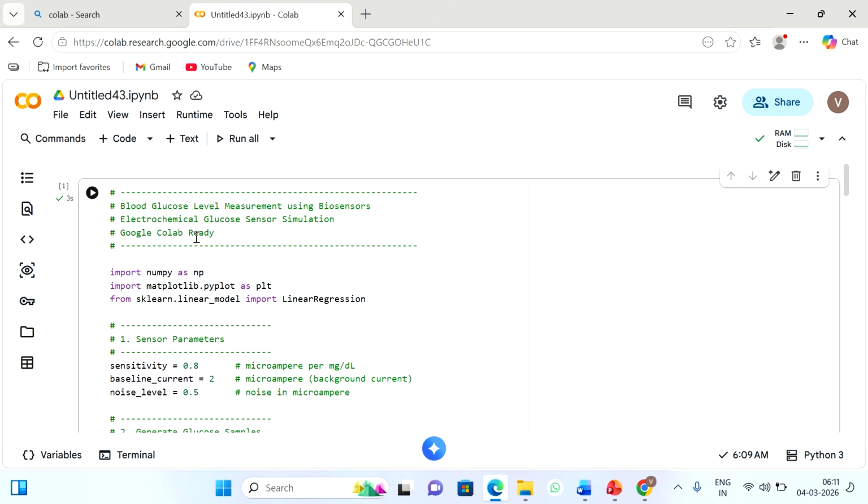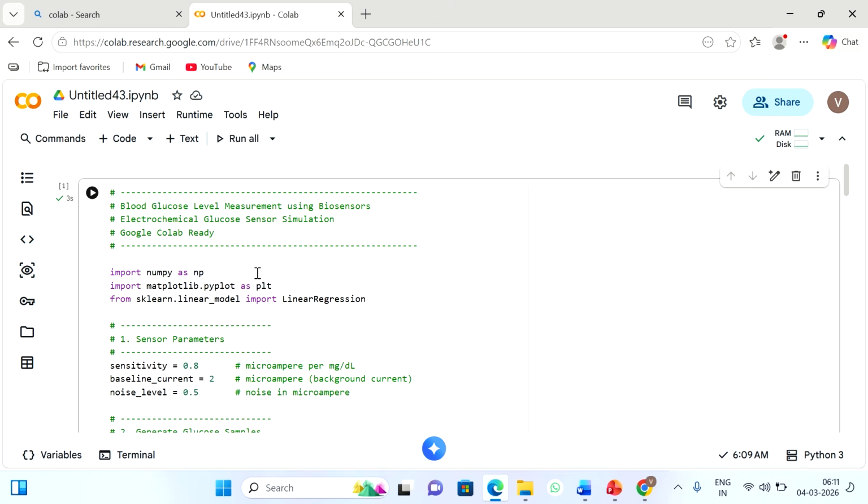And then we get dynamic response. It may show exponential response behavior of the biosensor. And then what will be the expected output? It will be the calibration curve graph, then the calibration equation and the estimated glucose value.